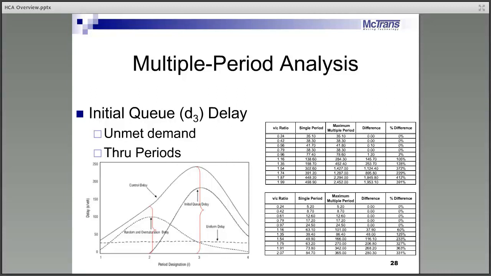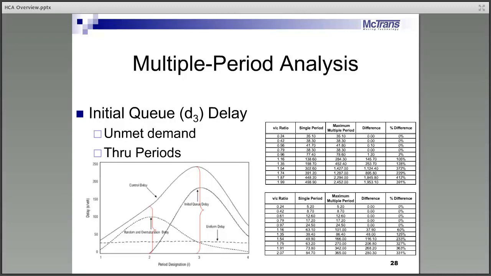In fact, several years ago, we had a student run a little sensitivity analysis, and I'm not sure you can see this, but what she found was that if the V/C ratio is less than 1, single period and multiple period are going to give you the same answer because there's no unmet demand. But as the V/C ratio goes up to, let's say, 1.54 in this row about right here, a single period analysis is going to give you about 100 seconds of delay, because you just count the cars going across the stop bar. And doing it correctly is going to be 372.